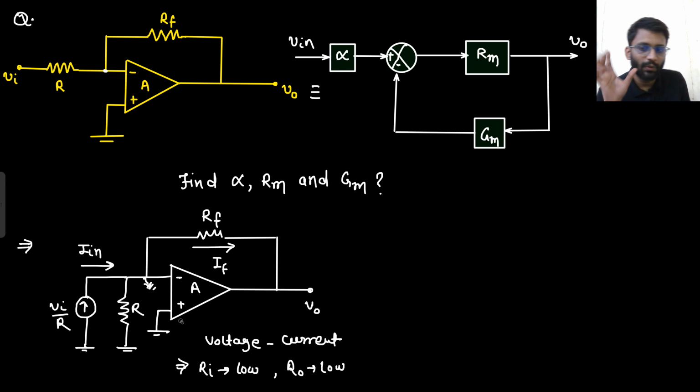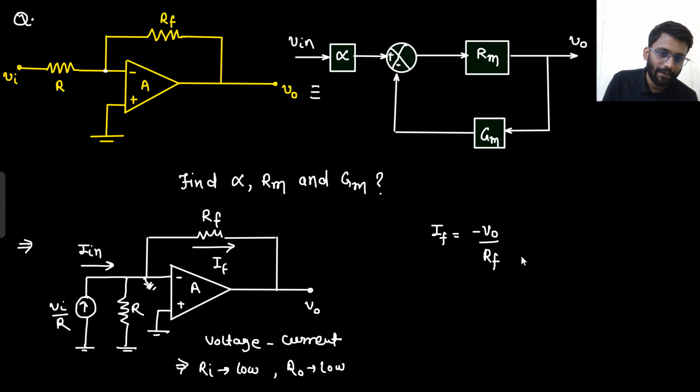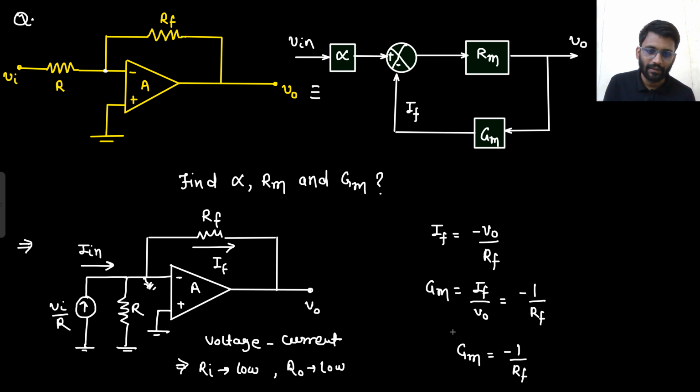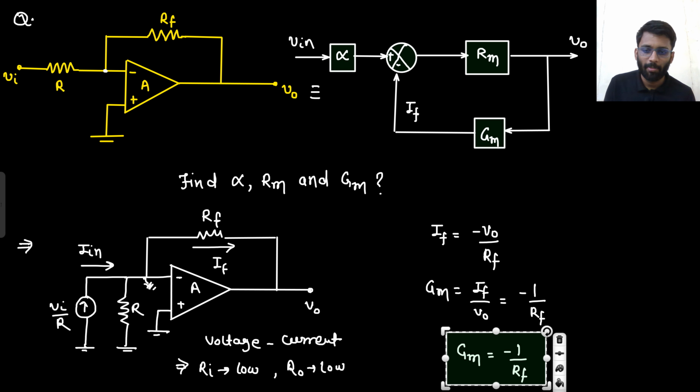That's it. So first let's write down what we understood. We understood that my I feedback is minus Vo by Rf. So what is my Gm? Gm is IF by Vo only, because this will be my IF, right? So IF by Vo would be equal to minus 1 by Rf. So the first thing I have found is my Gm, that is minus 1 by Rf.